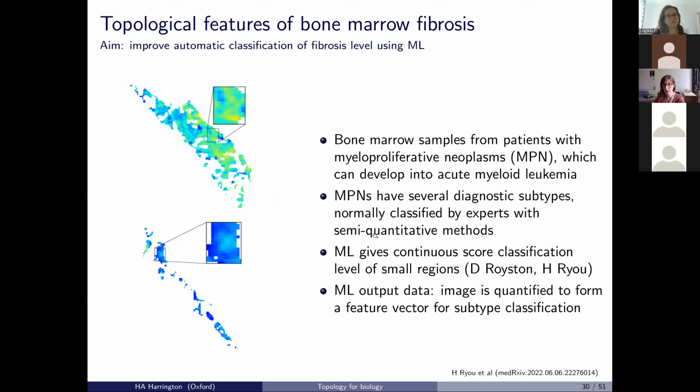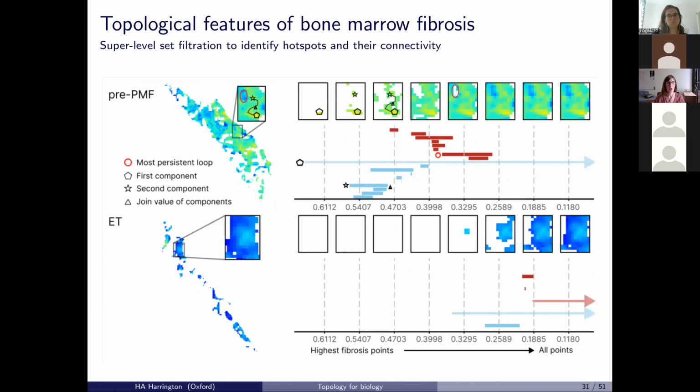And they have several different diagnostic subtypes. So they look at this and they say, oh, that's pre-PMF, and they look at this one and they say that's ET. And so they wanted a continuous score classification with these small regions, and the ML output from this continuous classification is from this image. They can quantify this into a feature vector for subtype classification. And our question was, could TDA help? So we used, instead of, we used super level set. So that was what I wanted to show you the video of, and it didn't work. The super level set filtration. So you're including in your filtration and building your simplicial complex with these level sets.